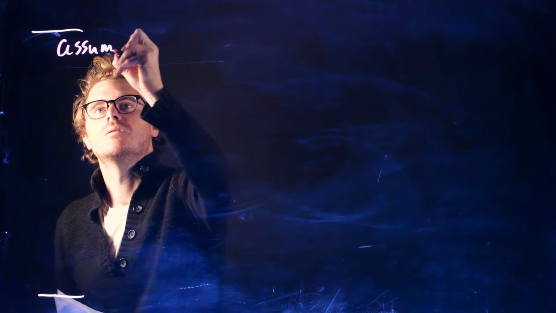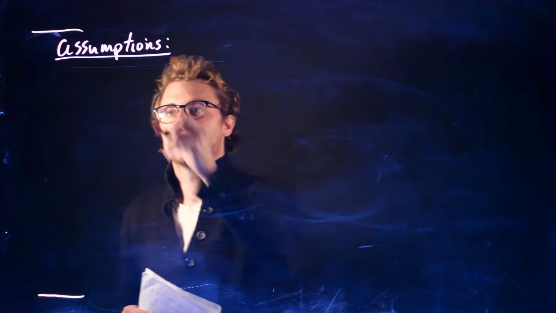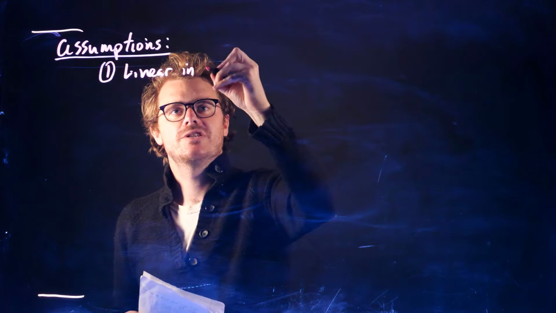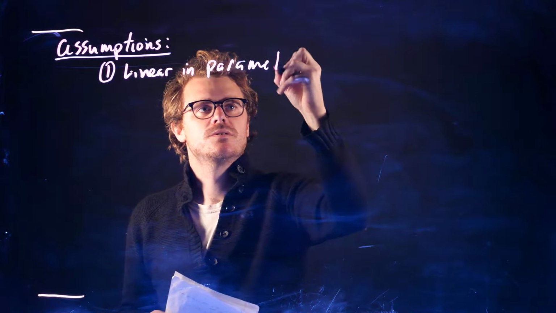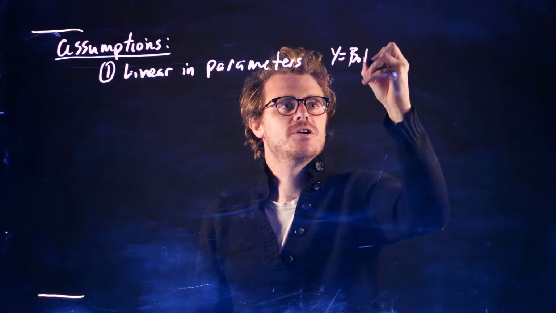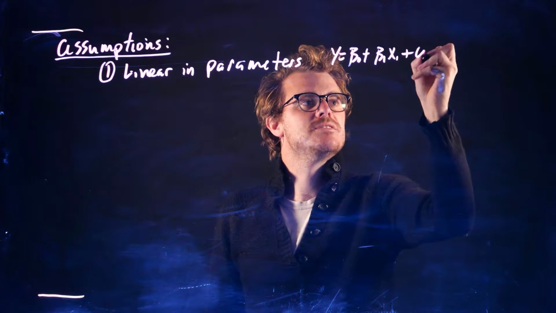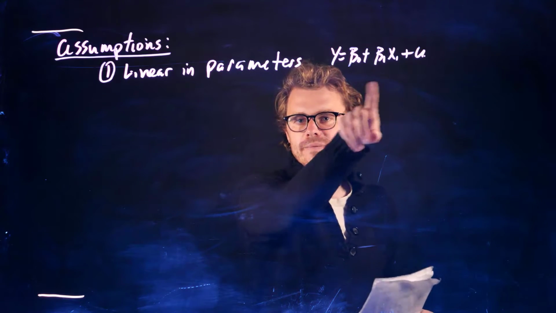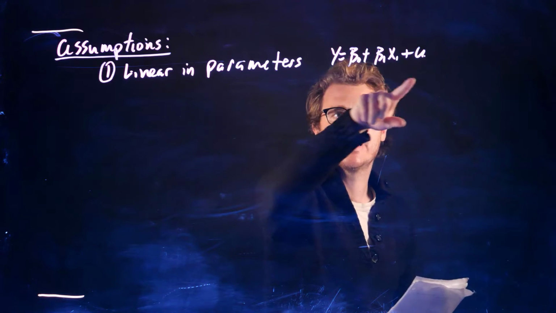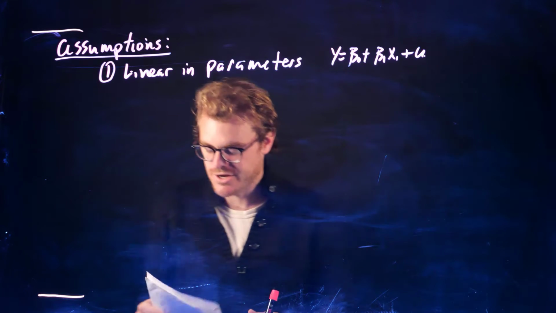Before we get started deriving the distributions, we need to make certain assumptions. So the first assumption we're going to make is that our regression is linear in parameters. So this model, maybe the one we're currently using, let's pretend it's something simple like this. This is linear in parameters. So we're making an assumption here that the parameters we're looking at come from a linear regression, or a regression that's linear in parameters.